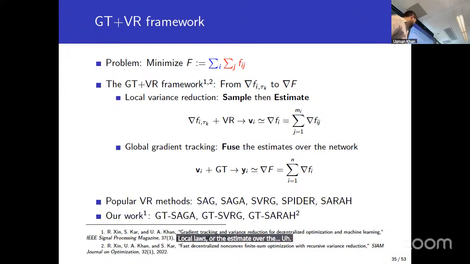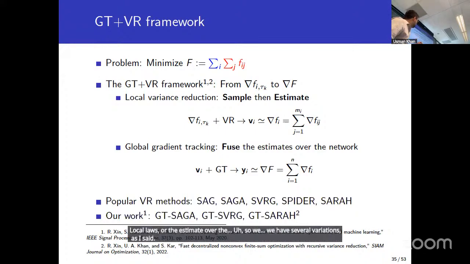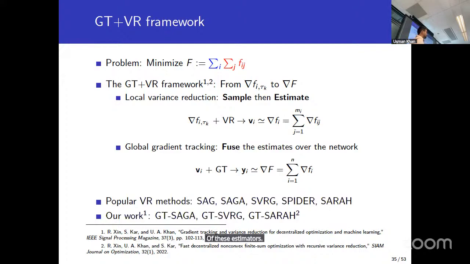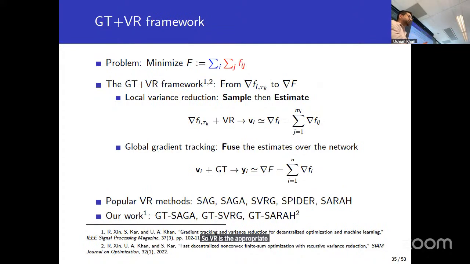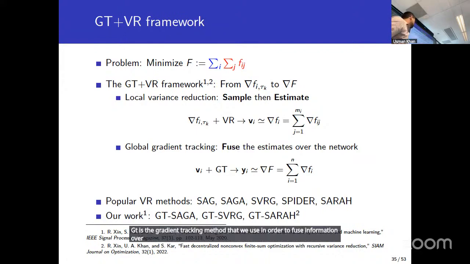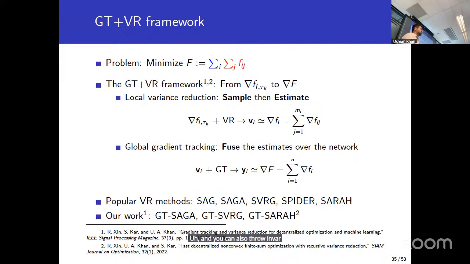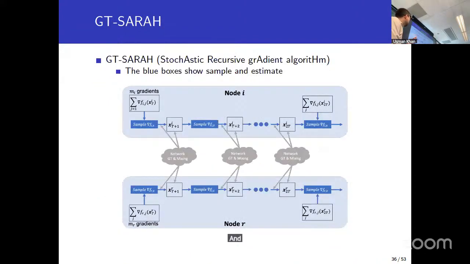So we have several variations, as I said, of these estimators or these network level fusions. And when we combine them, it gives us a family of algorithms that we call GT plus VR. VR is the appropriate variance reduction method that you use. GT is the gradient tracking method that we use in order to fuse information over the network. And you can also throw in variance from random graphs, latency, or quantization, etc. And the overall scheme converges to the true X star, right?